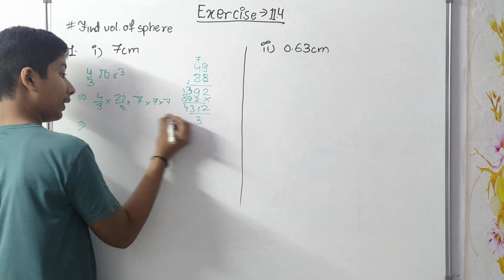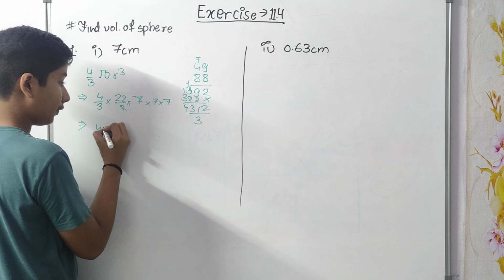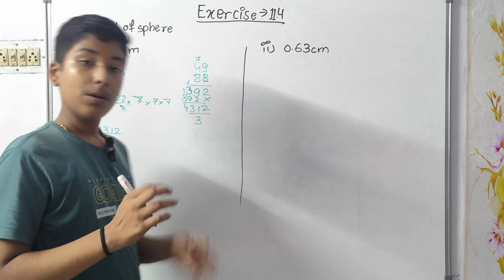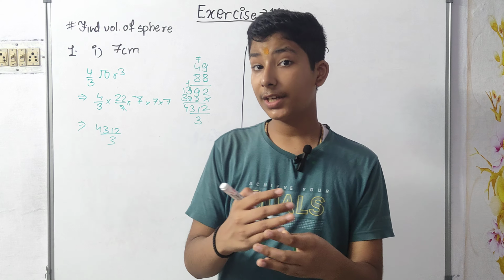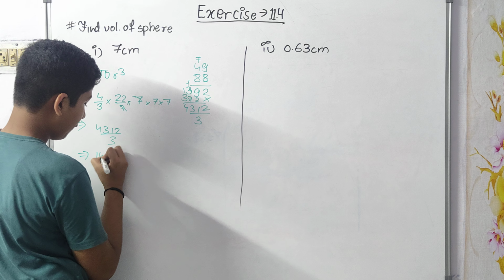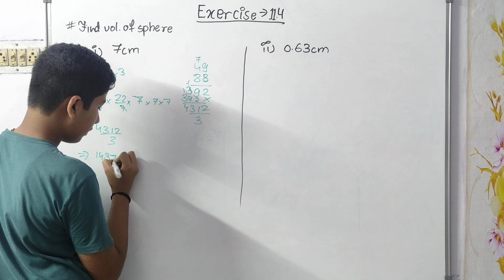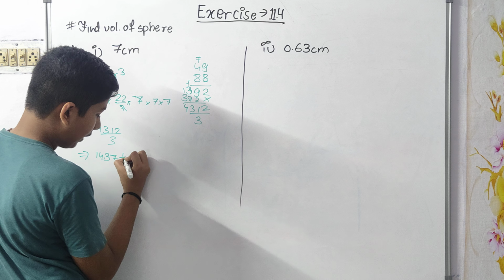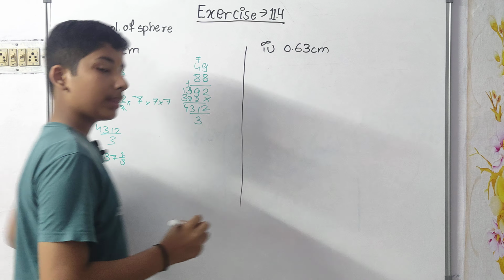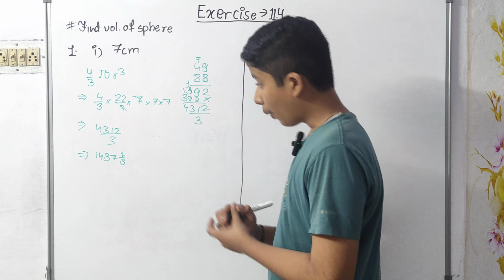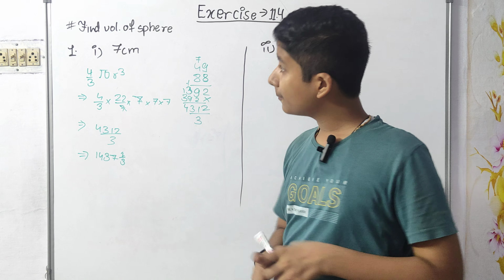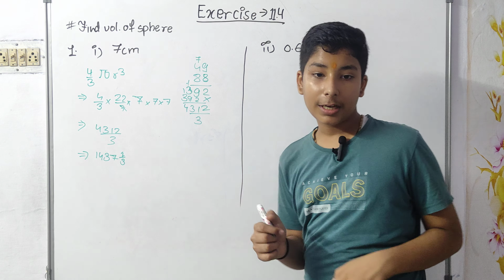But when we have 4312 by 3, you can write it like this. If you want to convert it into a mixed fraction, you can write it as 1437 1 by 3. Okay, it would be 1437.3333.